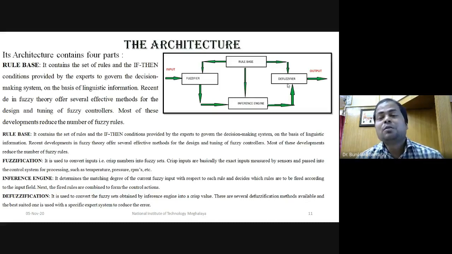But the most important thing is, whenever we are going to develop a fuzzy-based system, we need to understand what components are to be present in the fuzzy logic system. Basically, the architecture tells about 4 components: there is a rule base, a fuzzifier, an inference engine, and a defuzzifier. So whenever we talk about the architecture of a fuzzy logic system, these 4 different components come into the picture.